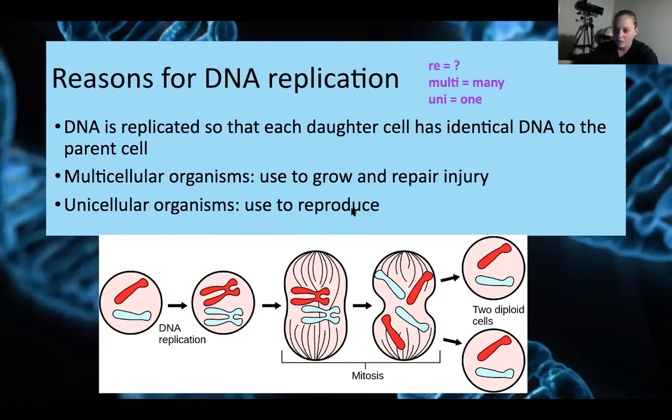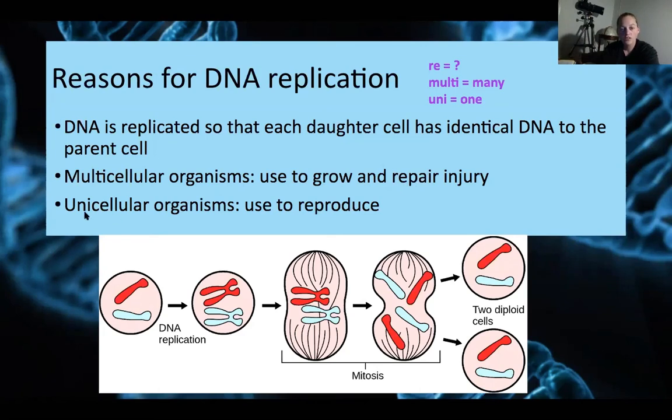Now let's get to DNA replication. So DNA has to be replicated, and you have to have the same copy of DNA from one cell to the other so that every daughter cell has an identical copy of DNA to the parent. Multicellular organisms like you and I and everything else that you can see with your naked eye are going to use DNA replication to grow and repair injury. If you were to cut yourself, you don't want that cut to last forever, so you need to grow new cells, and you want those new cells to be exactly like the old cells, so you have to have identical copies of DNA being made from the mother to the daughter cell.